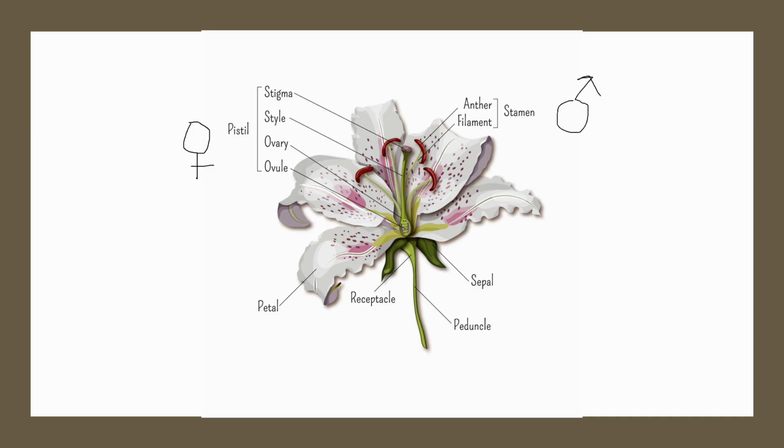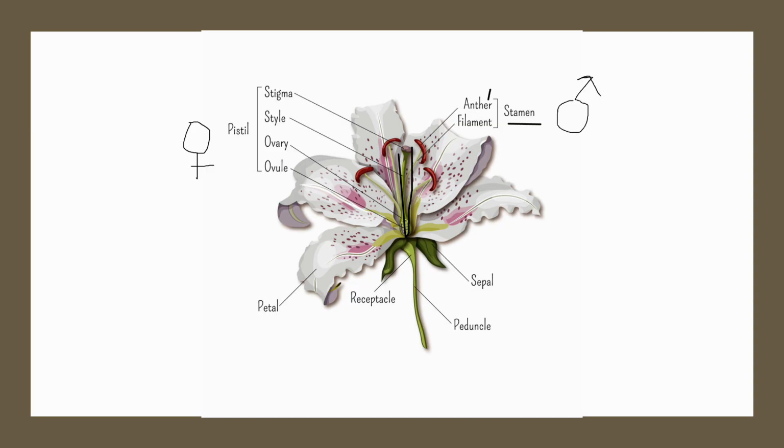So here is the anatomy of a perfect flower. And a perfect flower is a hermaphrodite, meaning it has male and female parts on it. So make sure you are able to label a perfect flower like this. So here we can see the male component, and we call that stamen with anther and filament. And anther is where the pollen is made. And then we can see the female component, which is this big structure in the middle. It's called a pistil, made up of a stigma, style, ovary, and ovule.